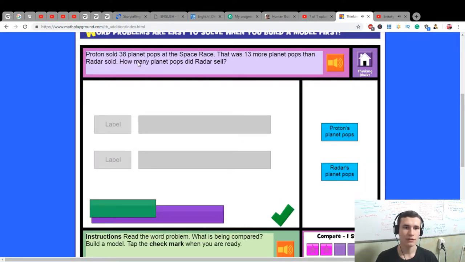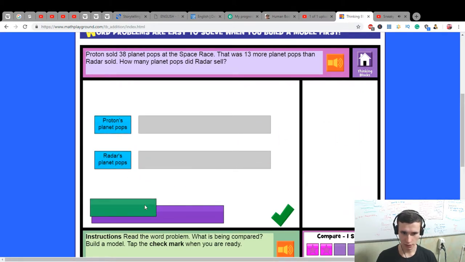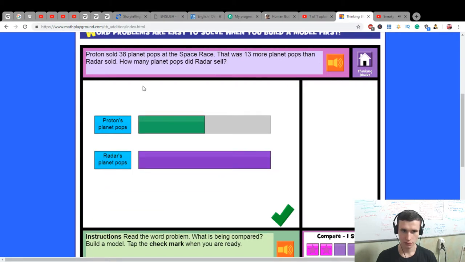Proton sold 38 planet bobs at the space race. That was 13 more planet bobs than Radar sold. How many planet bobs did Radar sell? Proton planets here, Radar here, and 38 at the space race. That was 13 more planet bobs.